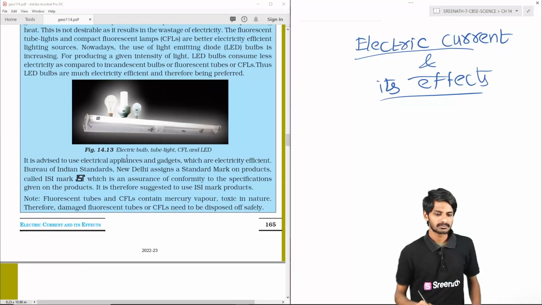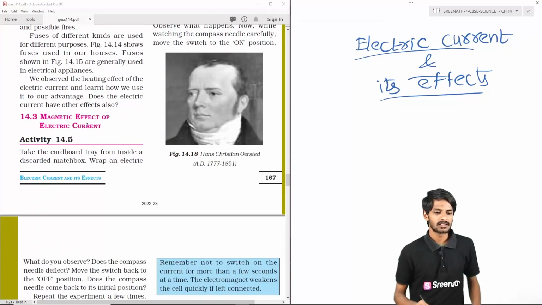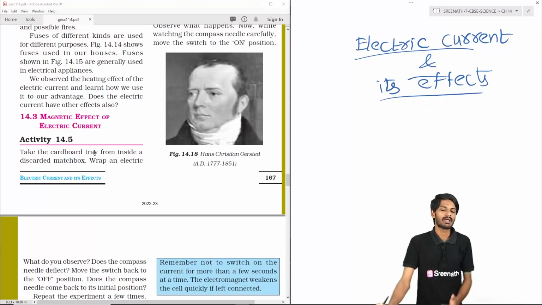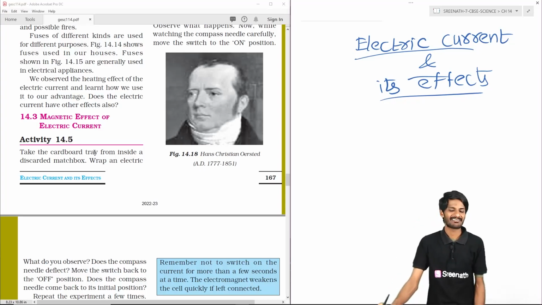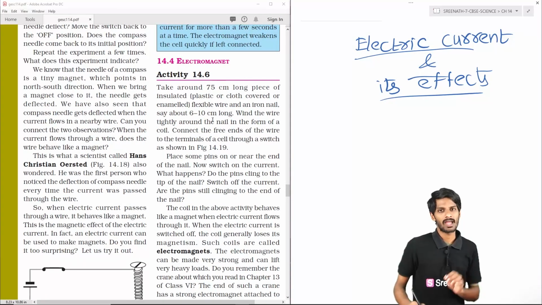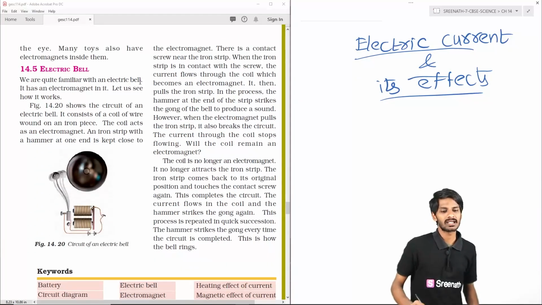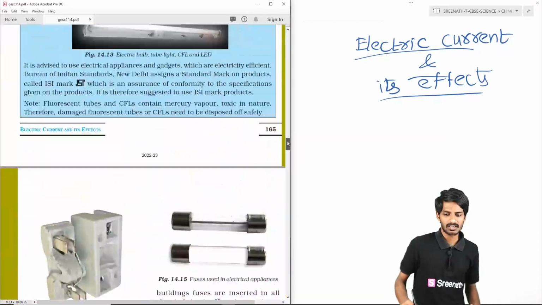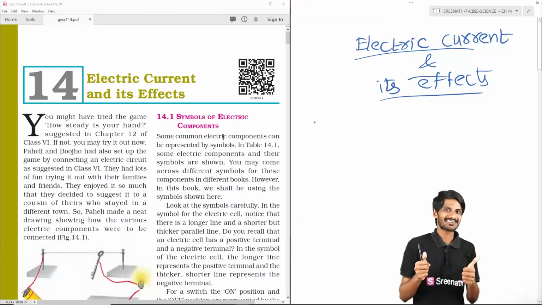And next, after completing all these things, the magnetic effect of electric current. Besides the heating effect, there is also a magnetic effect of electric current, students. We are going to study the magnetic effect also. And next is the electromagnet. What is an electromagnet? About it also we are going to learn, and the electric bell. So we are going to learn about all these 5 topics, students. This is our present chapter overview. So we start our discussion, students.